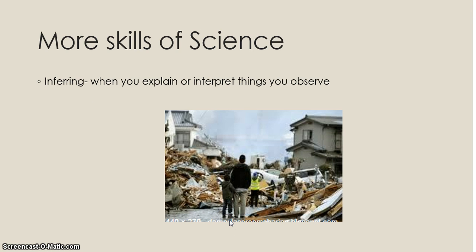Some more skills that scientists use is inferring. Inferring is when you explain or interpret things that you observe. So if we're looking at this picture here, we can infer that a tornado came through. Okay, we can infer that based off of things that we observe. We observe that there's buildings that have been knocked down. We can observe that there's a car that has been tossed. Okay, things that a tornado might do. Okay, that's an inference.